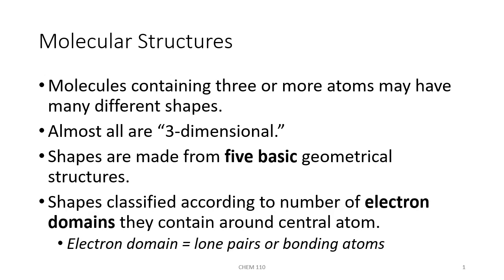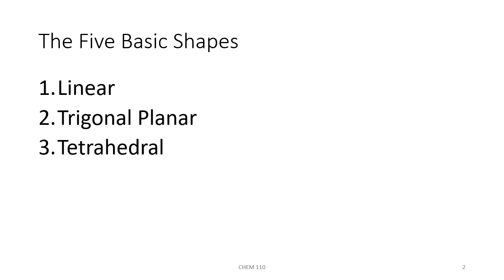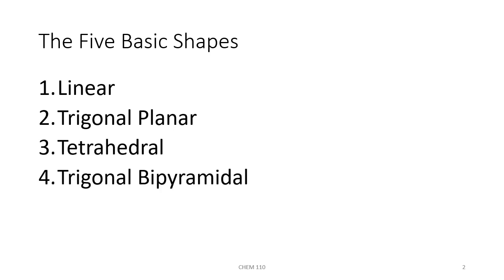Shapes are classified according to the number of electron domains they contain around the central atom. An electron domain could equal a lone pair of electrons or a bonding atom around the central atom. The 5 basic shapes that all other molecular shapes we learn will be derived from include linear, trigonal planar, tetrahedral, trigonal bipyramidal, and octahedral.